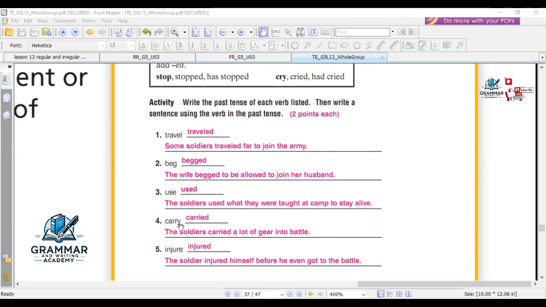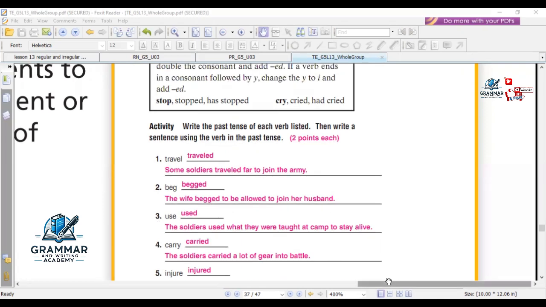Carry. Here in carry, we have to cross the y because before it is a consonant. We have to cross it and make it ied. The sentence for it, please. The soldier carried a lot of machines into a battle.